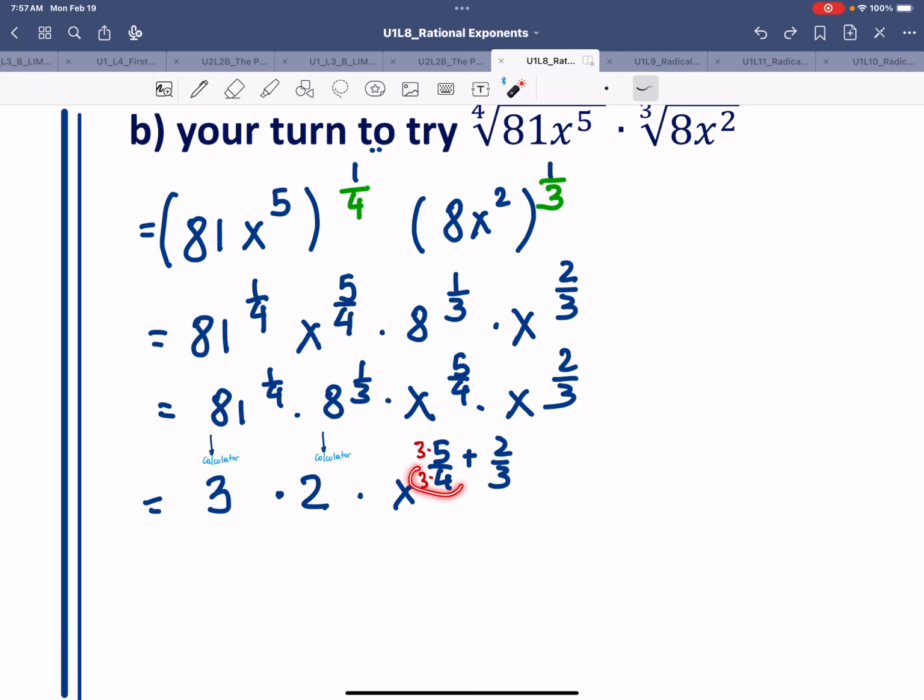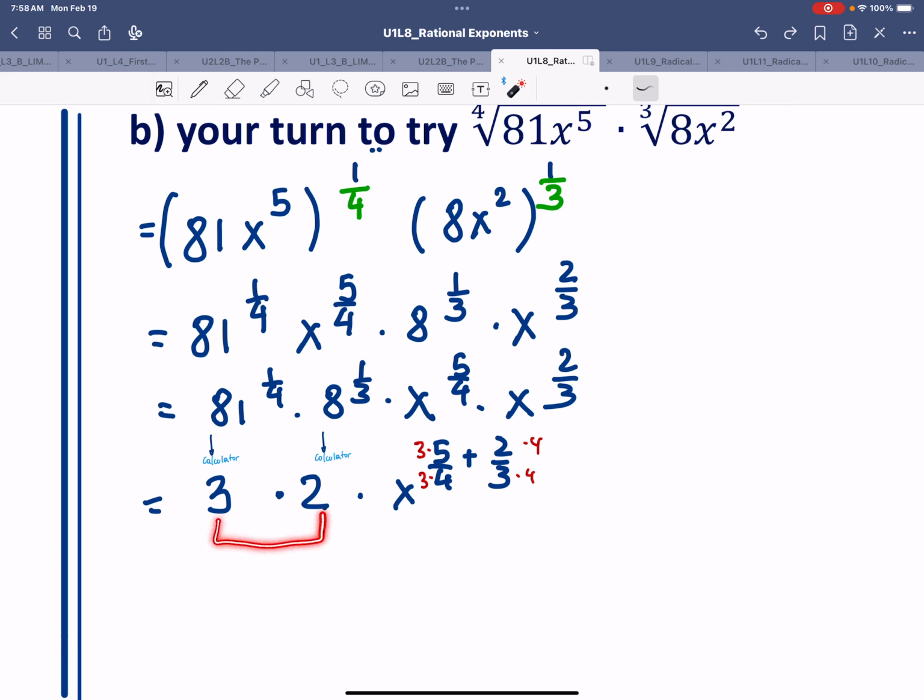So the denominator now is 12. And we'll multiply 2 over 3 by 4 over 4. So now the power will be 8 over 12. So let's rewrite this expression in a more simplified form.